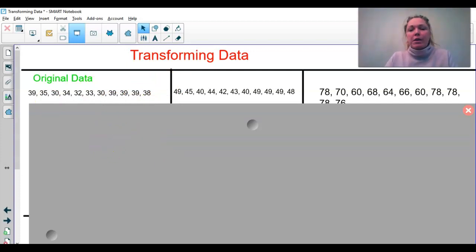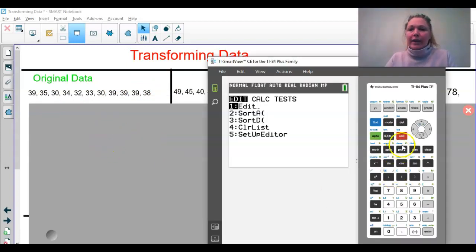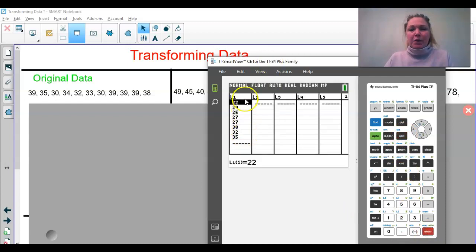Okay, so what I want you to do right now is open up your graphing calculator. Again, let's just practice together. You're going to hit Stat on your graphing calculator. You're going to hit Edit. If you have data in L1, you want to take your cursor and go up to L1 and then hit Clear and Enter.